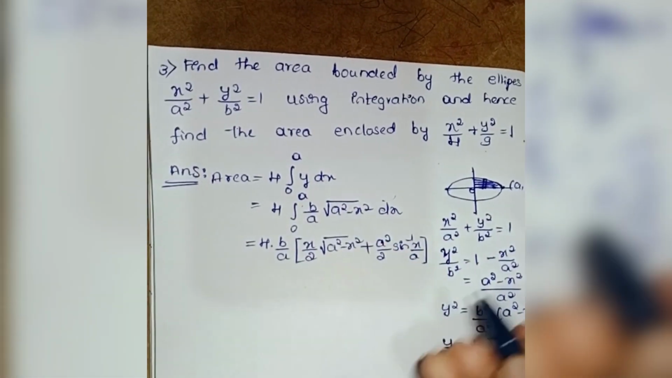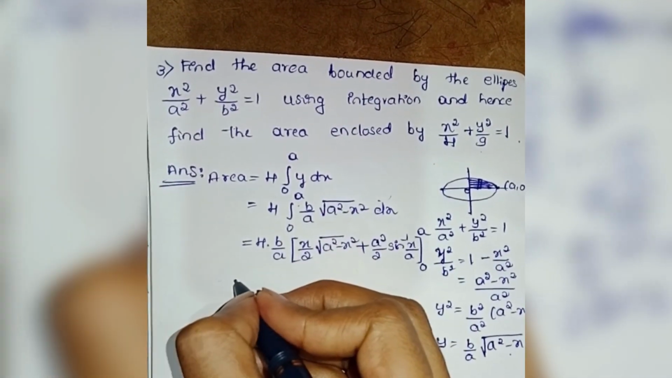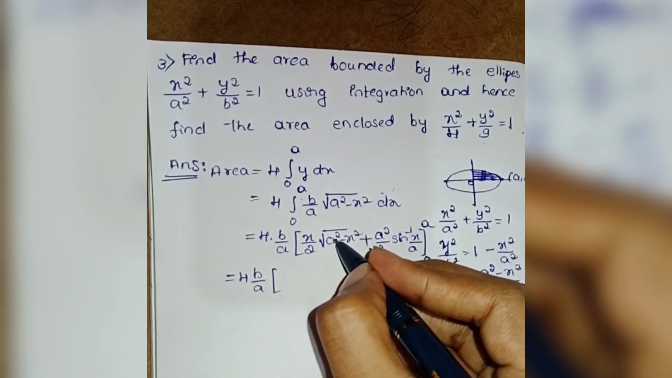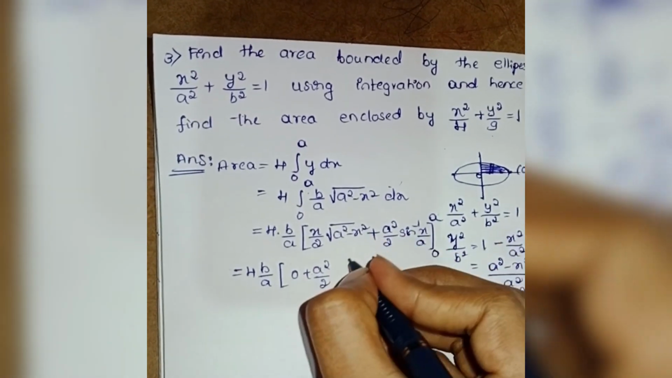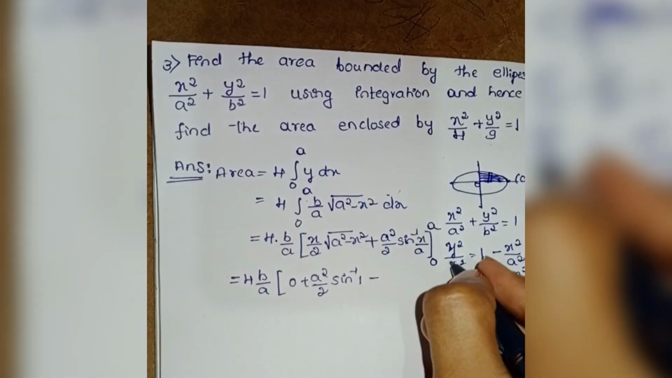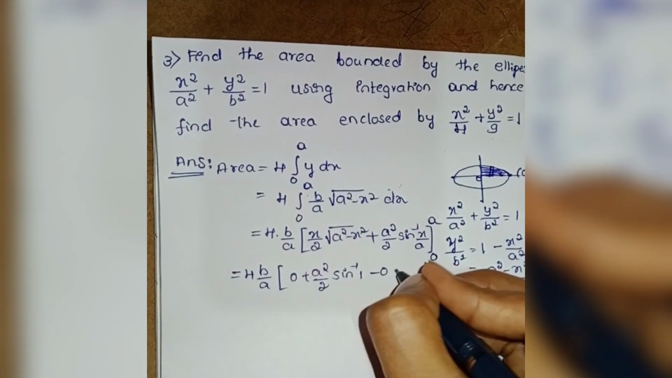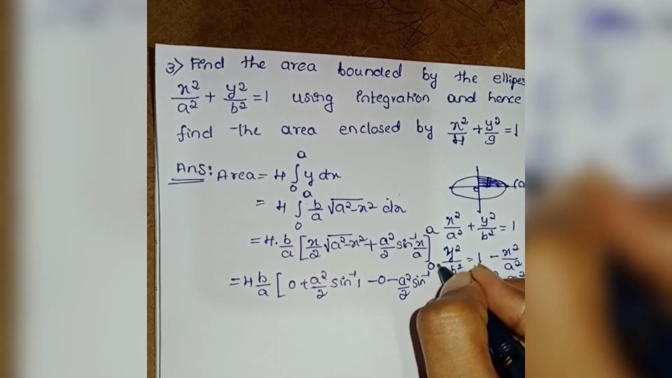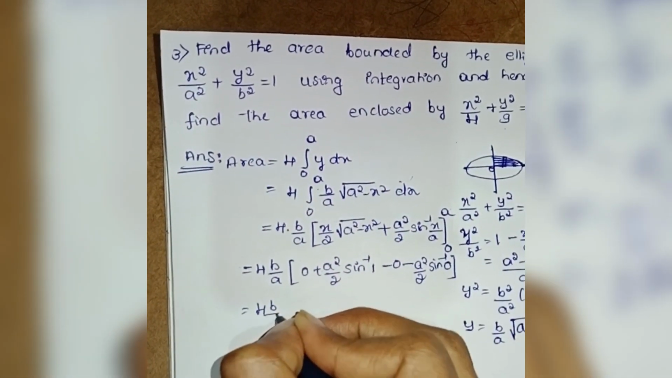Same formula as used in the circle. 0 to a, apply the limit 4 times b by a. Apply the upper limit, put a here, this term becomes 0, plus a square by 2 sin inverse of a by a, that is 1, minus lower limit, put x is equal to 0 here, this complete term is 0, minus a square by 2 sin inverse of 0, equal to 4b by a.